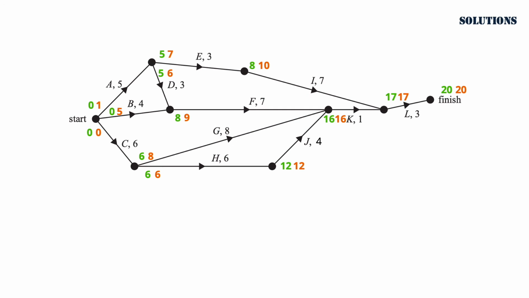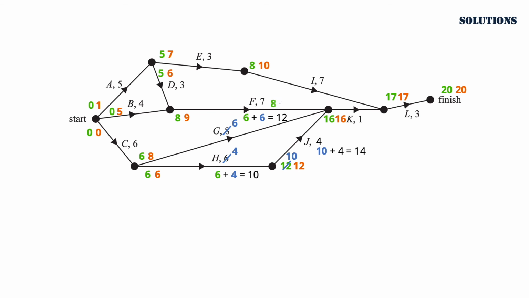Let's start by reducing activity G by 2 weeks, so that becomes 6. 6 plus 6 equals 12. And now we are going to reduce activity H by 2 weeks. So we have 6 plus 4 equals 10. So 10 becomes the earliest start time for activity J. And now we have 10 plus 4 equals 14.